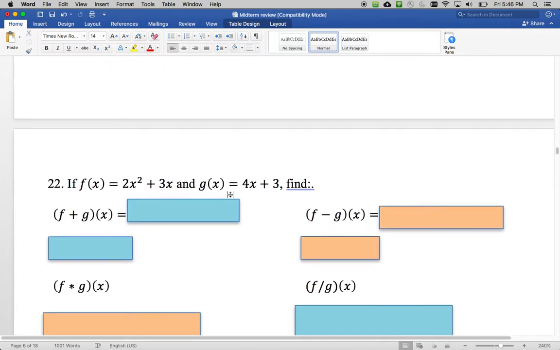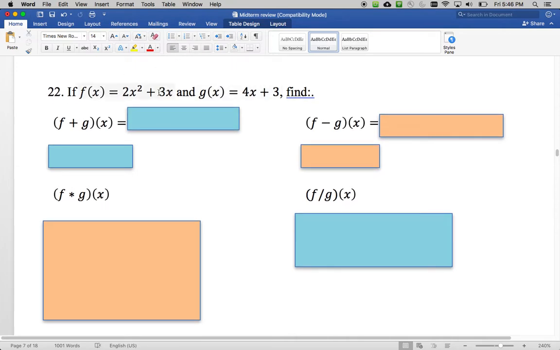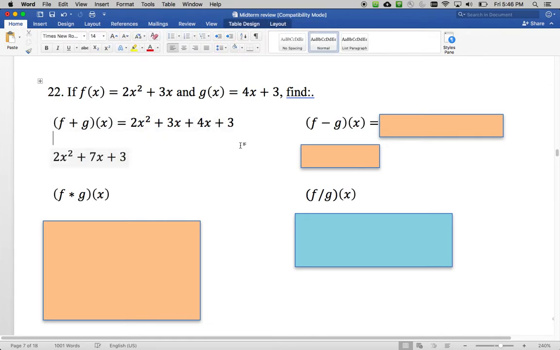All right. Number 22. If you have this and this, we want to find f plus g, f minus g, f times g, and f divided by g. Whole bunch of stuff. So if we're just adding the two functions together, all you're doing is adding them together and combining like terms. Super easy. If you're subtracting, you're subtracting.